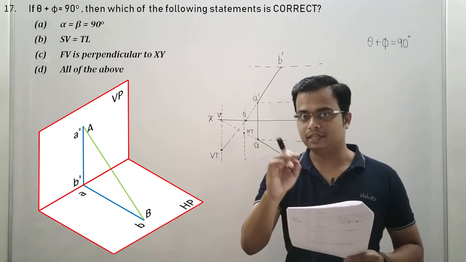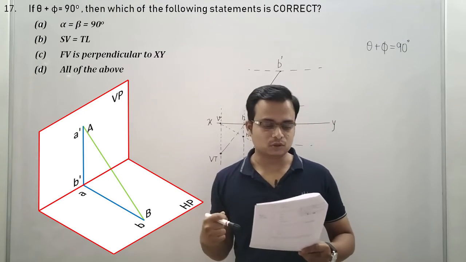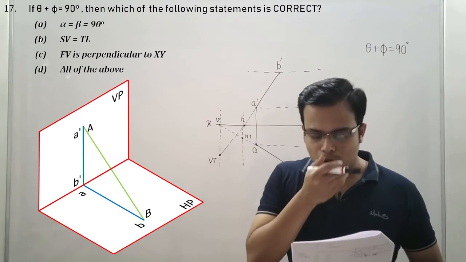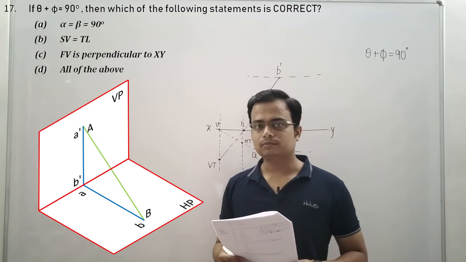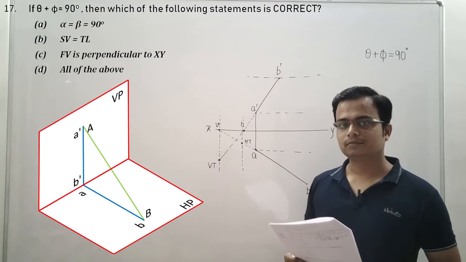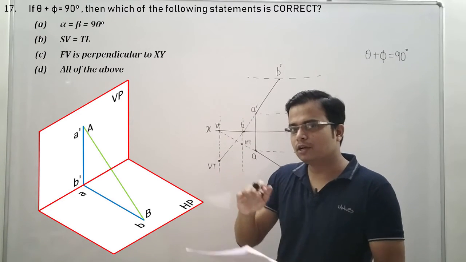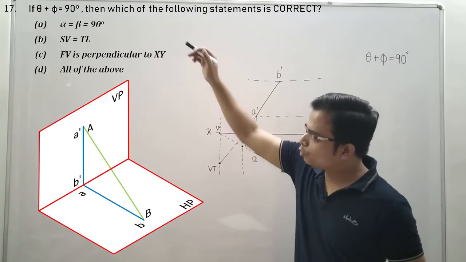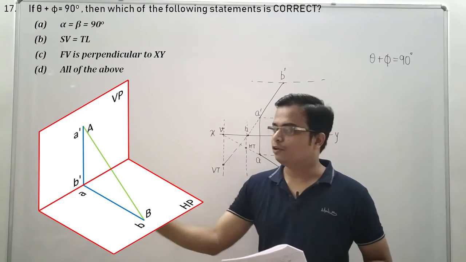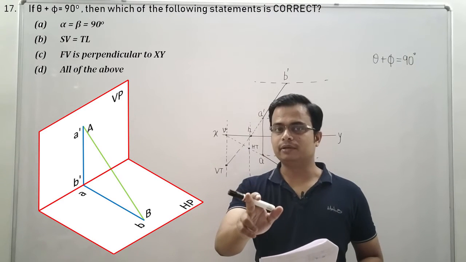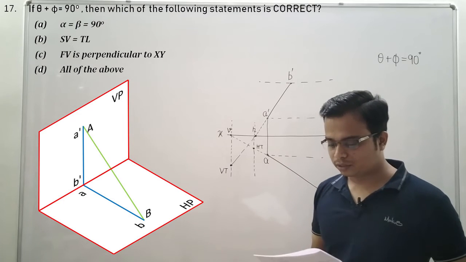Yes, we want to select the correct option. But straight away don't take option A. Read the other options also. Second option, side view will be equal to the true length. Take a look. In the front view, the true length of the ladder will not be visible. In the top view also the true length will not be visible. But when you take a look at the scenario from the side, yes, you will be seeing the true length. That's why the second option is also correct.